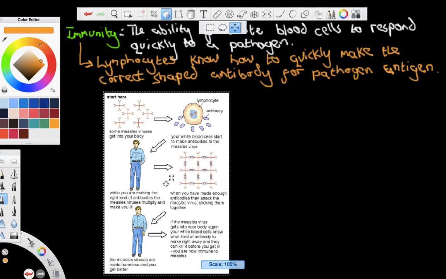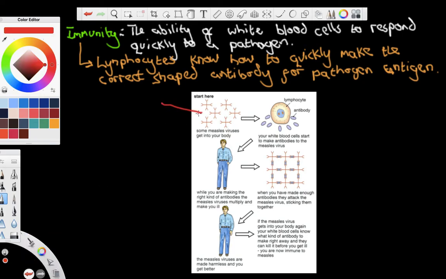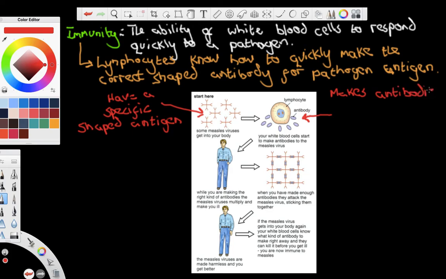So what we've got is you're getting the measles virus. The measles virus has a particular shaped antigen. So we can say on here that it has a specific shaped antigen. Okay. Your white blood cells will then start to make antibodies that fit. It will try to find antibodies that fit the measles antigen. So it makes antibodies with different shapes.